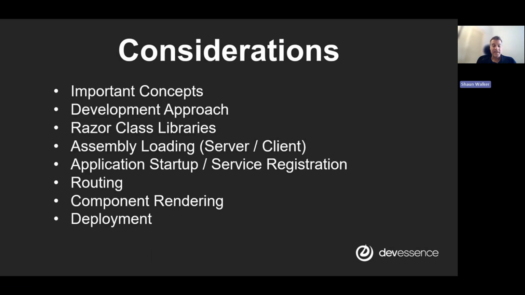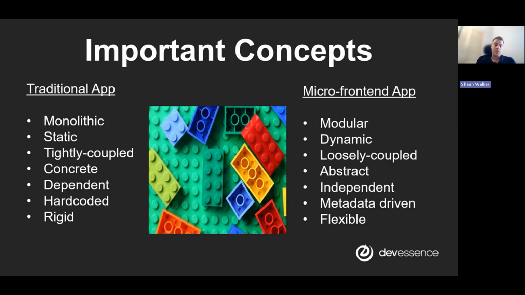So, the main considerations when you're building micro front ends in Blazor. There are some high-level concepts that you have to keep in mind. There are some caveats around the development environment and approach. And then there are a number of more specific things related to Blazor, which I wanted to cover as well, which will help you be successful in taking a micro front end approach with your applications. So first off, some very important concepts.